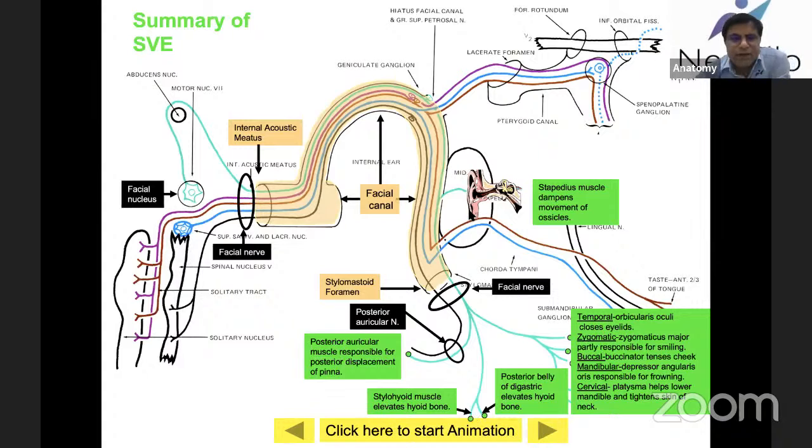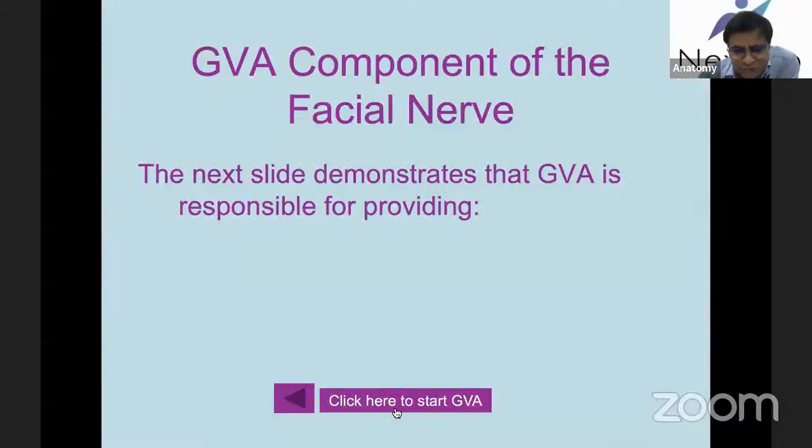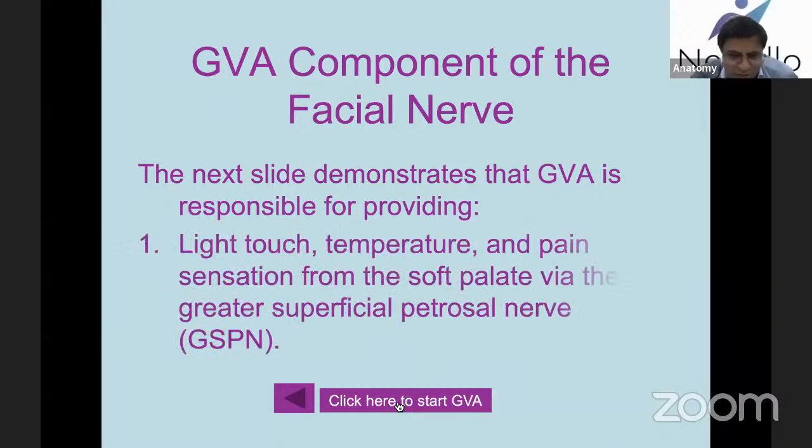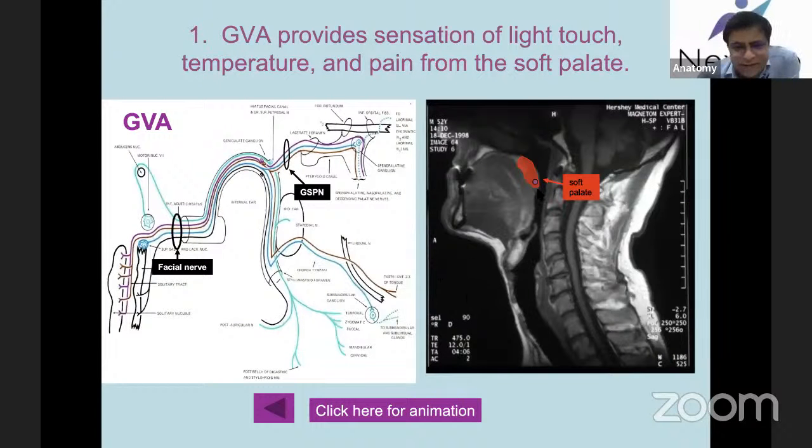Okay, now the next functional component is the general visceral afferent component of the facial nerve. So the next slide demonstrates the general sensations. So light touch, temperature, and pain sensations from the soft palate via the greater superficial petrosal nerve will be demonstrated here. You're seeing here the soft palate, right? And we're going to see how this will be an afferent pathway. The stimulus will reach here, and remember, special visceral, general visceral afferent fibers, the sensations, see the color coding, will reach down into the lower portion of this nucleus tractus solitarius.